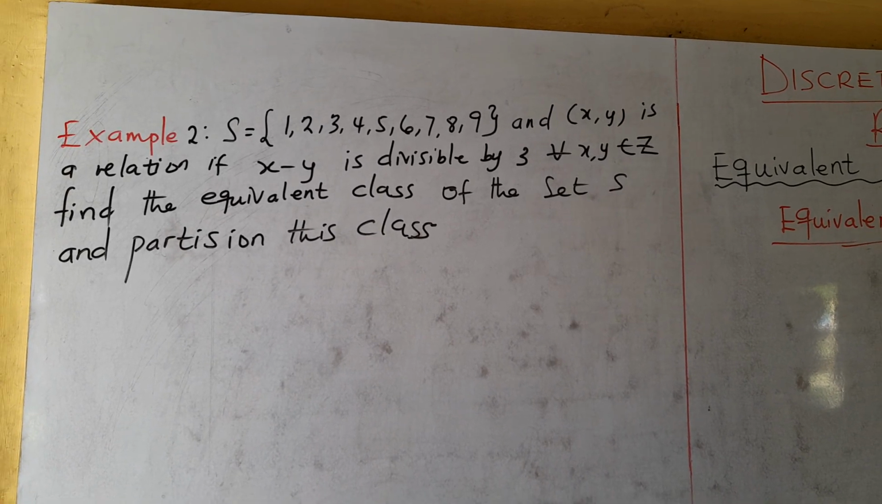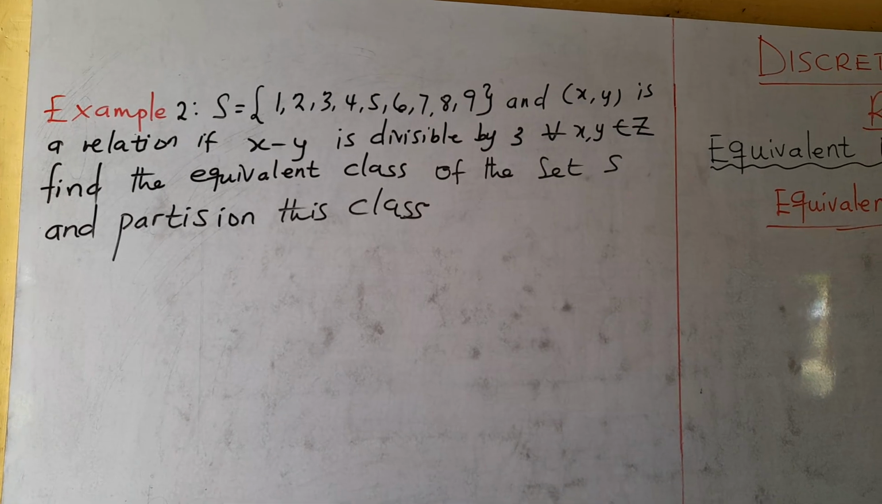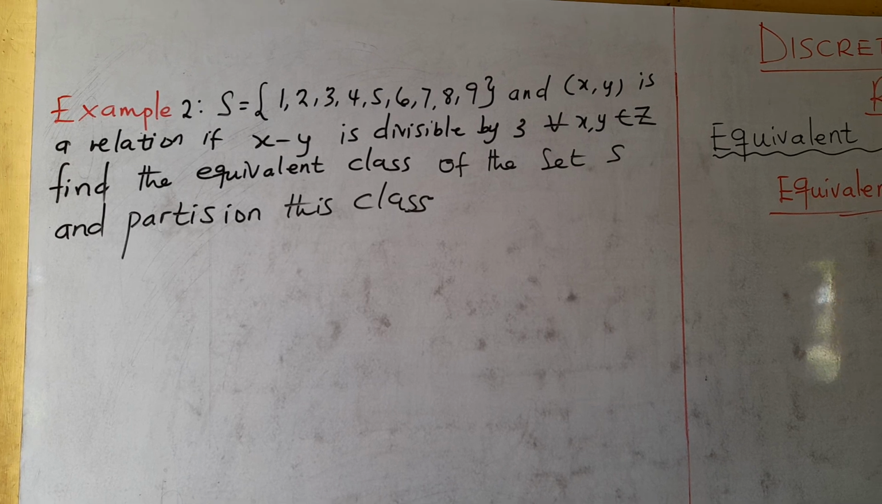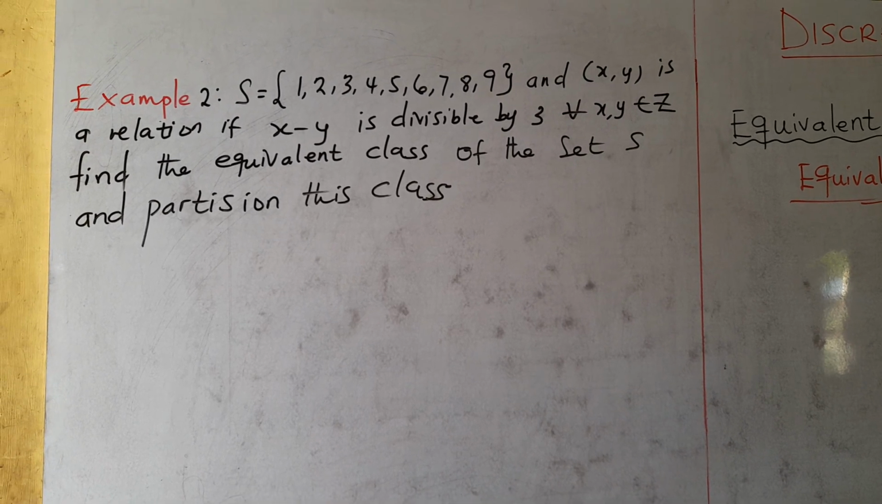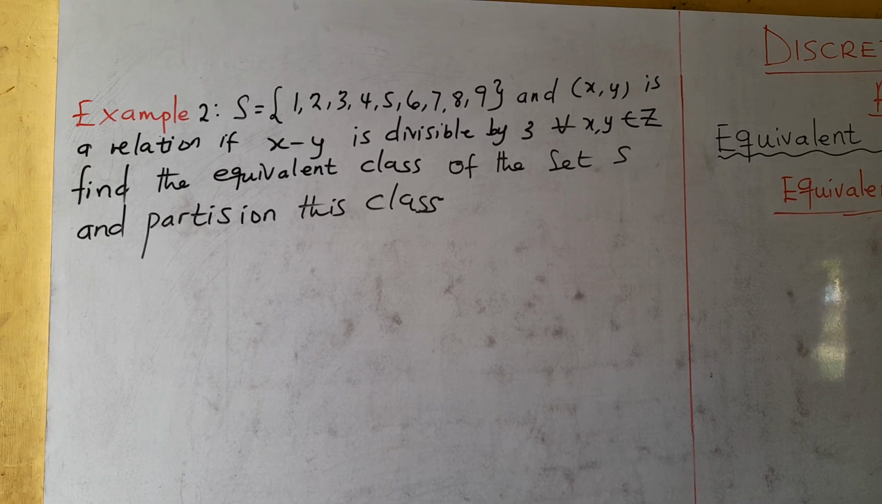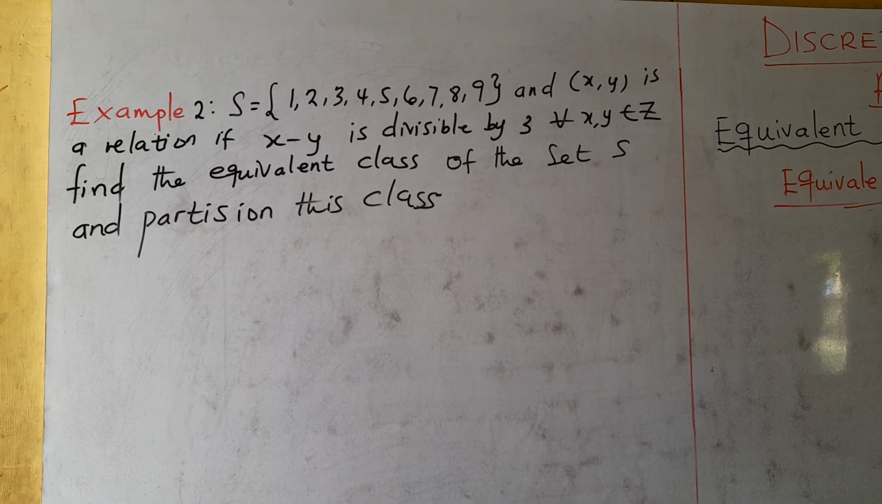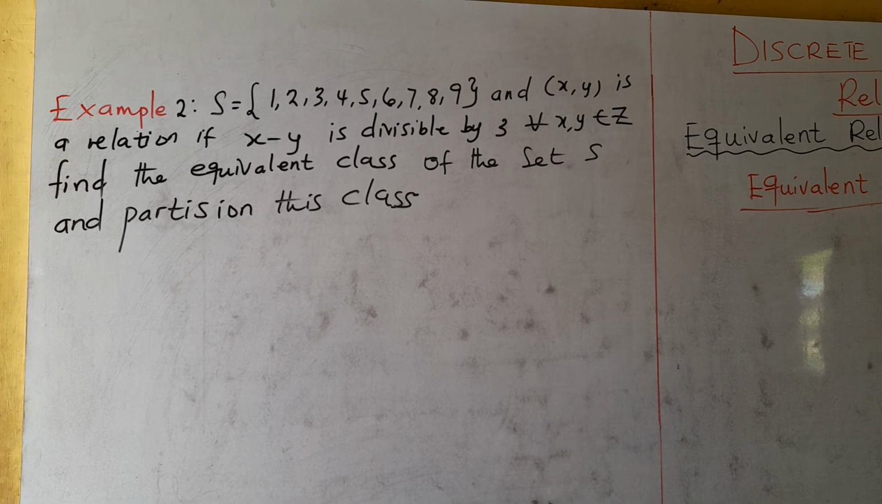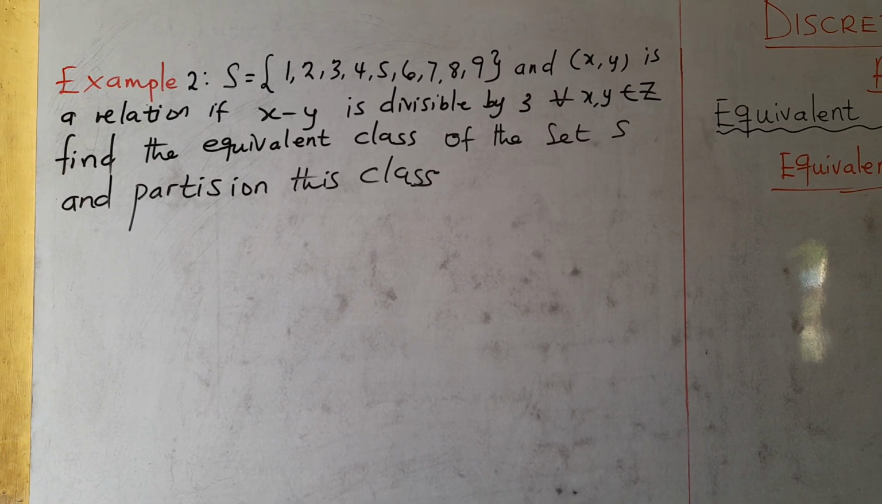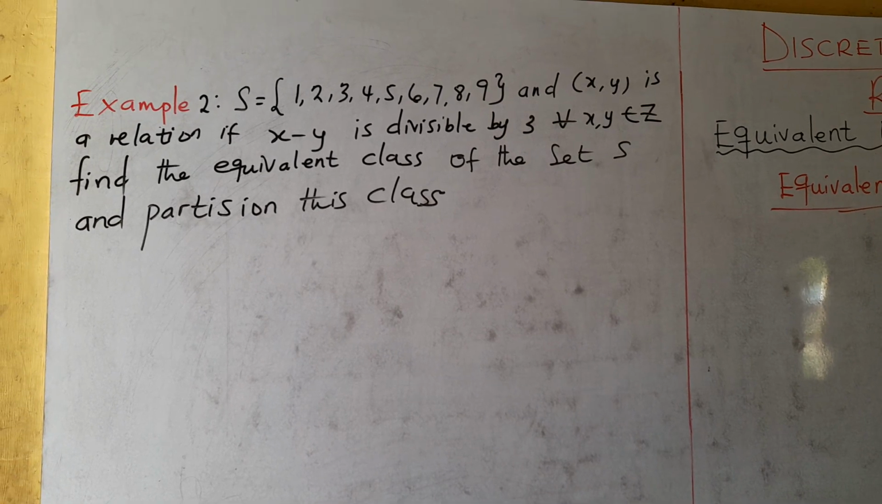Let's look at our last question on this. They say the set S equals the members 1, 2, 3, 4, 5, 6, 7, 8, 9. And we have (x, y) is a relation if x minus y is divisible by 3, for all x, y integers. We should find the equivalence classes of the set S. Then after that, we partition those classes. So how do we do that?